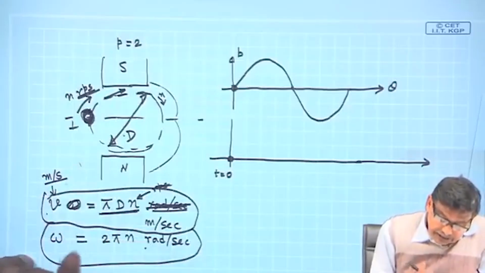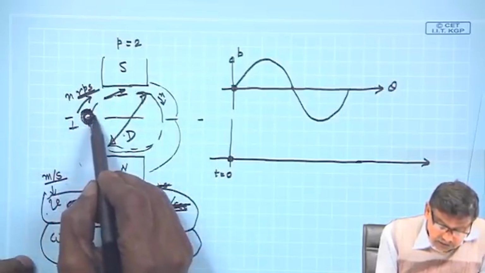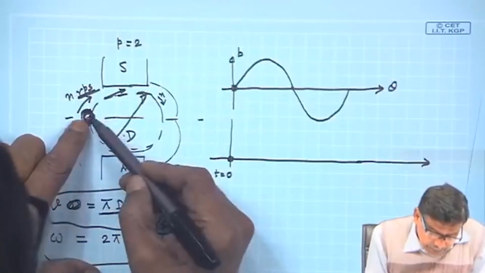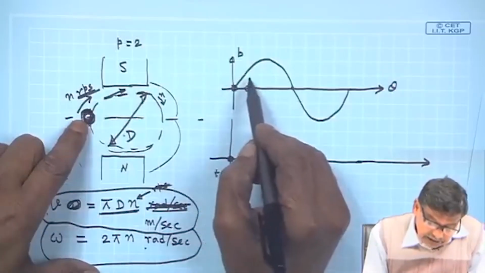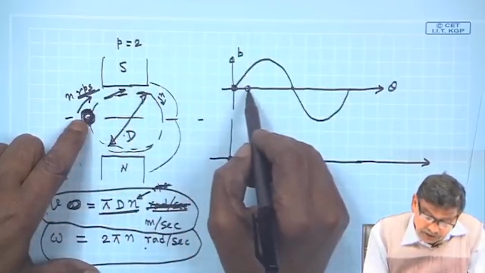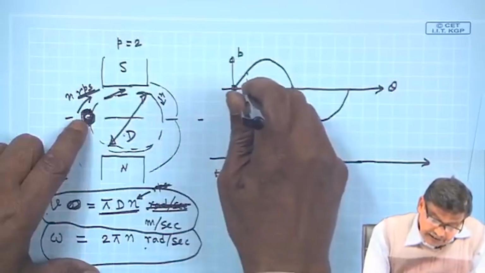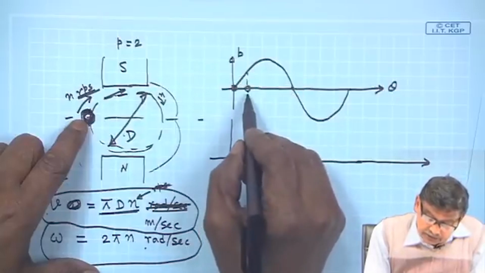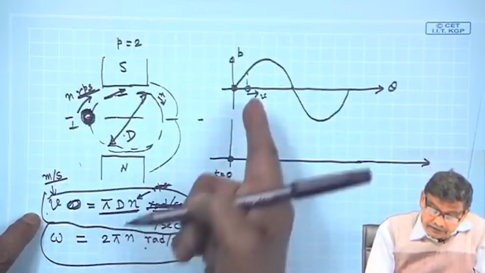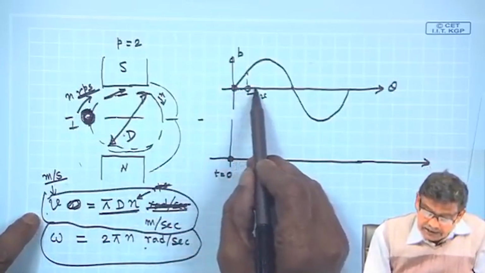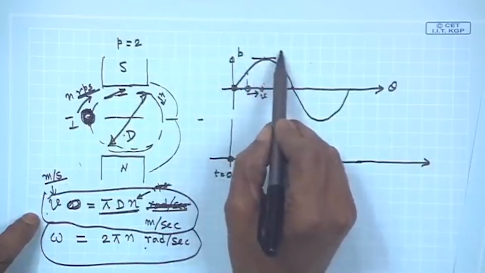Now, as you can see, this point is important. Suppose I have started counting my time when the conductor was in this neutral position, it has no voltage, but it is going there, that is, it has come here. Then the moment it comes under the purview of this south pole, there will be induced voltage in it. The magnitude of it will be this B, this length of the conductor into this velocity, which is pi d n. So, it will go like this.